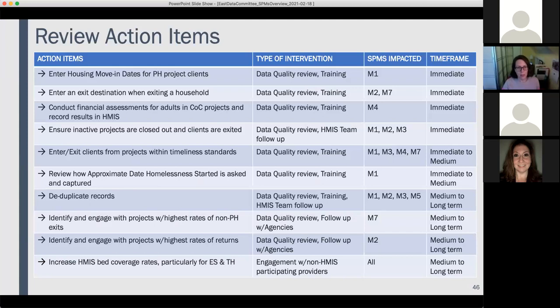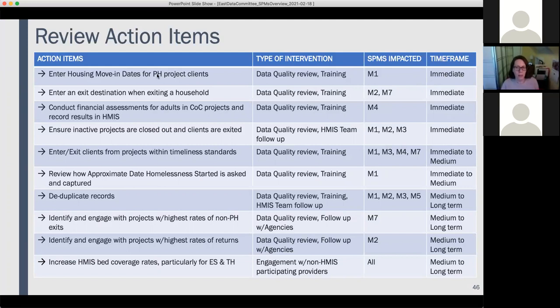So some next steps. I sort of took the liberty of putting some of the things that have come out as action items. And there are some things that I put in the immediate bucket and indicated which SPM is, I guess, the highest impact, because theoretically improving the data across a bunch of these things is just good overall for the system.